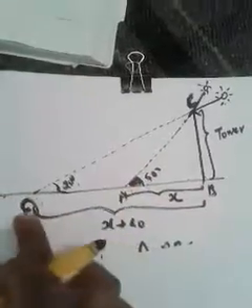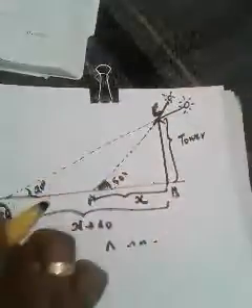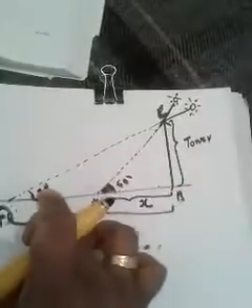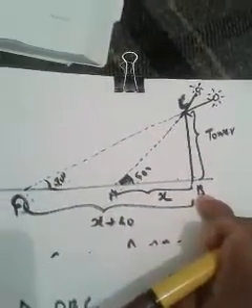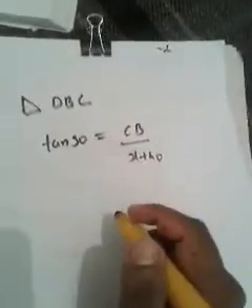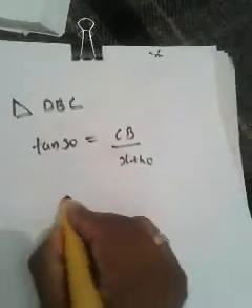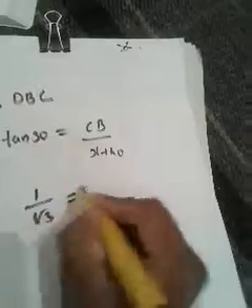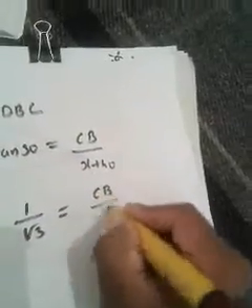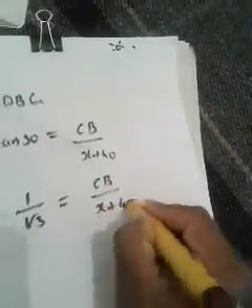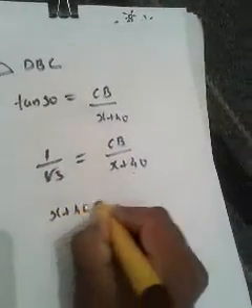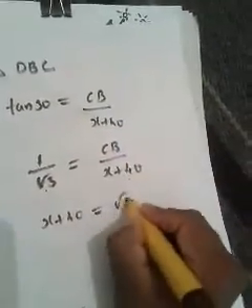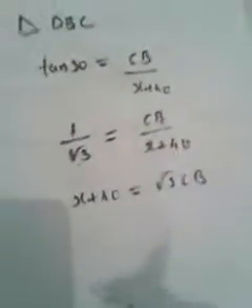Why? Because we are considering the right triangle DBC. This is the angle, this is going to be the opposite side, and this is going to be the adjacent side. You can identify, no? Okay. So now we see the value of tan 30. 1 by root 3 is equal to CB by x plus 40. Now we can cross multiply. 1 into x plus 40 is x plus 40. Root 3 into CB is root 3 CB.